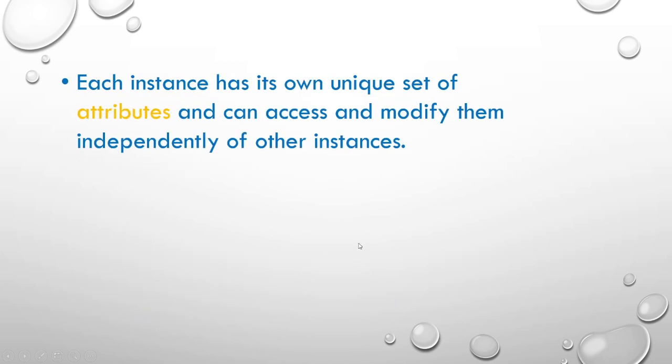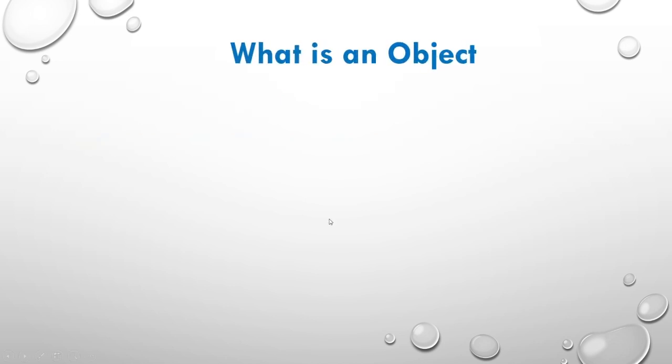Each instance has its own unique attributes. Like I explained earlier, in a class of students, you could have an individual object for each student: student 1, student 2, student 3, having their specific name, their specific department, and ID, which is different from every other student. So basically, that is what it is all about.